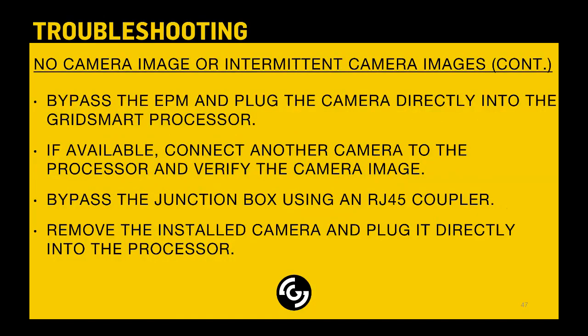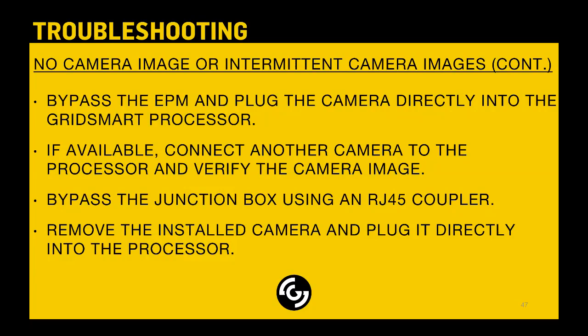So as a next step, you can try bypassing the EPM and plug the camera directly into the GRIDSMART processor. If the EPM is non-functional, then it probably did its job. It is there to protect the camera and the processor from surges and transients. And when it does its job, it no longer works, just like a fuse. So even if you don't know that you've had a storm, you can always bypass that EPM and verify whether or not that EPM has been damaged and done its job.